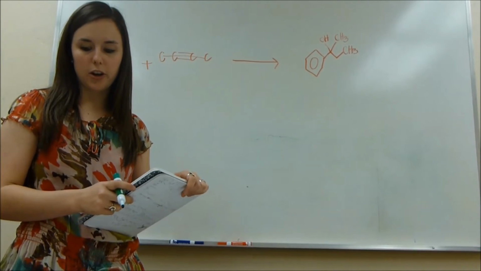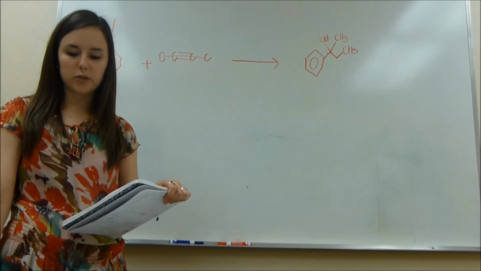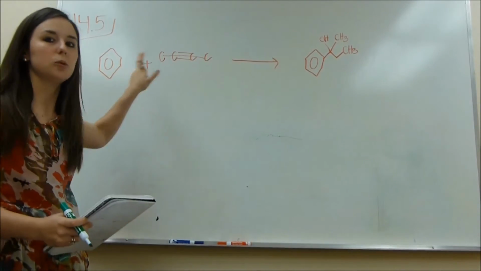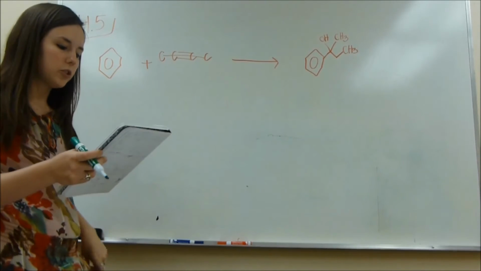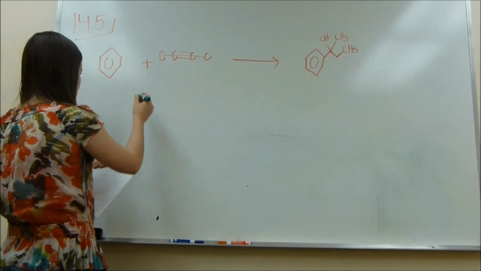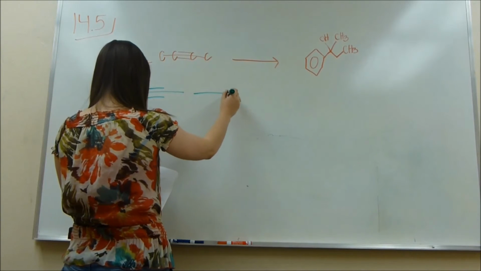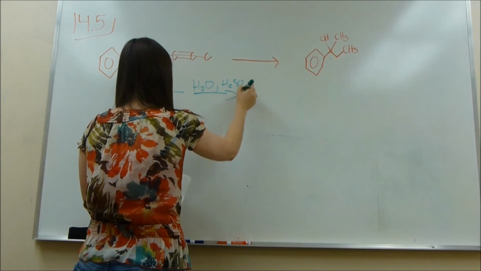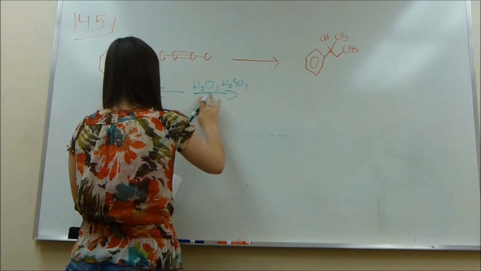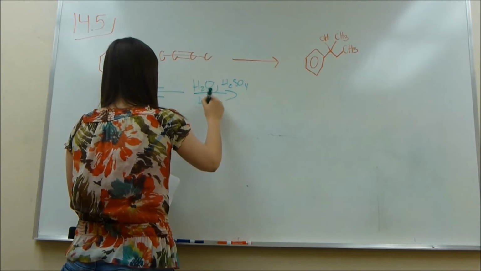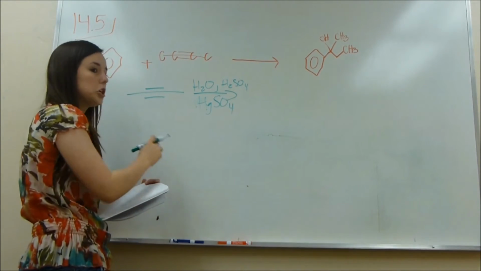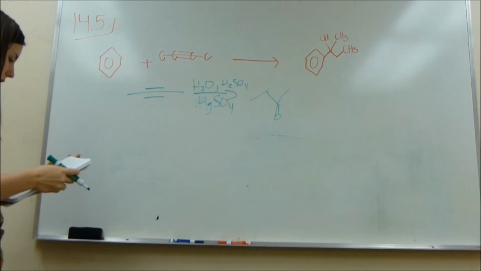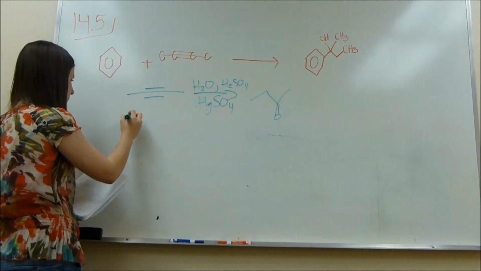Okay, this is 14.5. The problem is asking for a retrosynthetic analysis of 2-phenyl-2-butanol, which is right here, from benzene and 2-butene. So what I would do to first start this off, you can do many different things, I think, but I would start with the 2-butene and add H2O and H2SO4 with the mercury. Oh, sorry, not mercury. And what this will do is turn the triple bond into a ketone with a carbonyl on it.